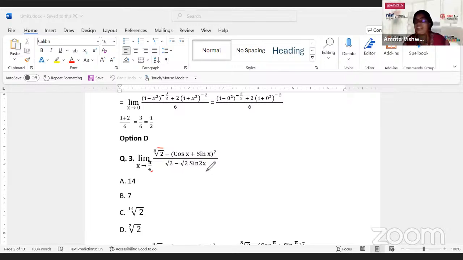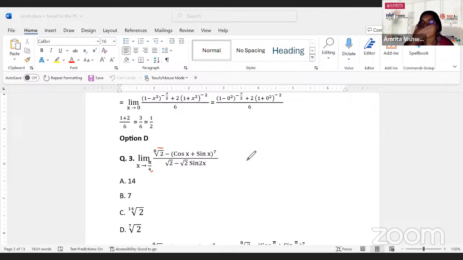Initially, when you have this type of question, think of substituting the limit and finding out the value. How will you be able to do that? 8 root 2 minus cos pi by 4 plus sin pi by 4 whole raised to 7 divided by root 2 minus root 2 into sin 2 into pi by 4. Okay, 2 into pi by 4, so it's pi by 2, sin pi by 2. So substitute the values of cos pi by 4, sin pi by 4 and sin pi by 2 and find what is the value.